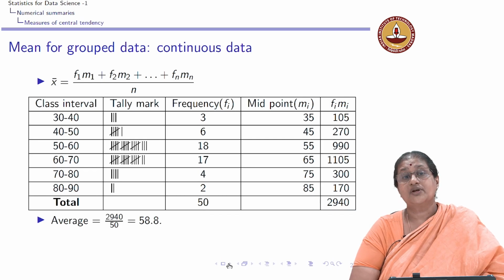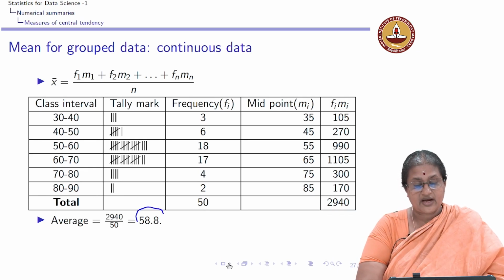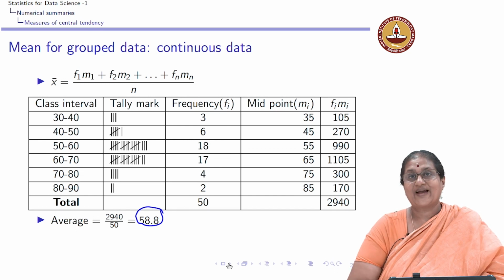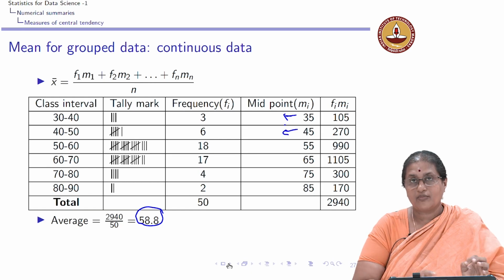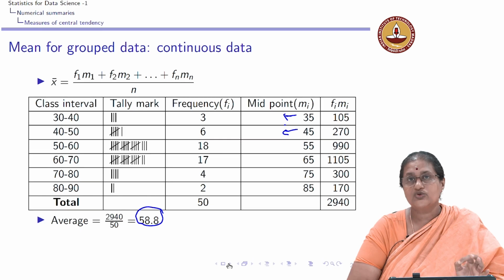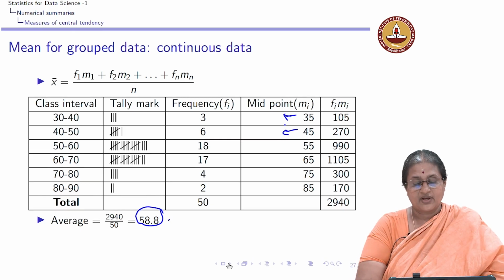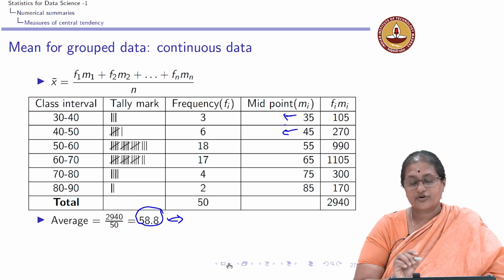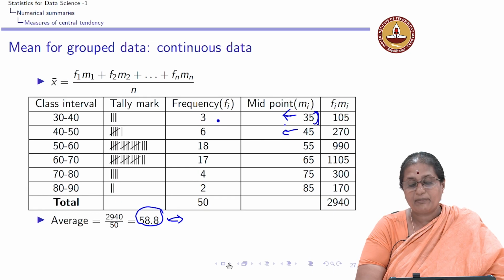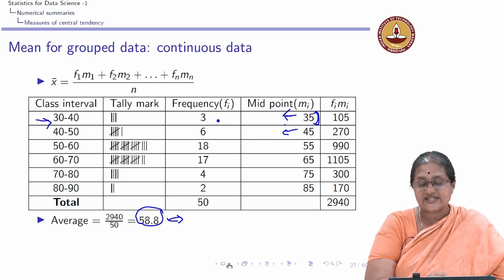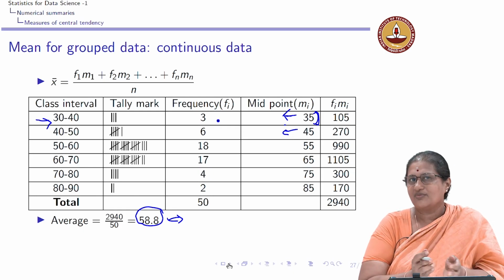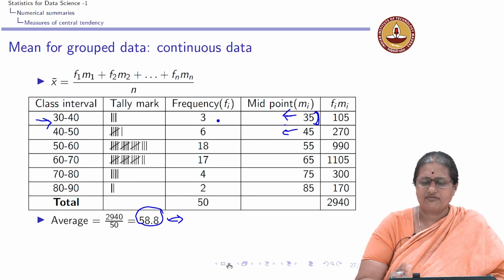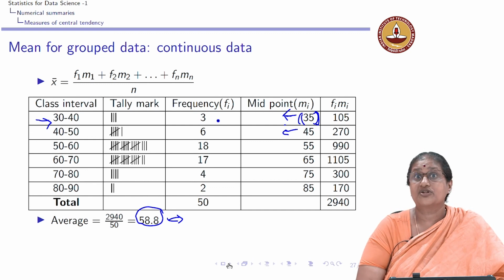A word of caution here is that 58.8 is not the actual mean, because we are approximating it only with the midpoint. I am not taking the actual values of the data. I repeat, this 58.8 is an approximation because I am multiplying the frequency with the midpoint, or the best representative in this class interval, which is 35. I know my data lies between 30 to 40. So I am just saying that it is around 35. So this 35 is an approximation.